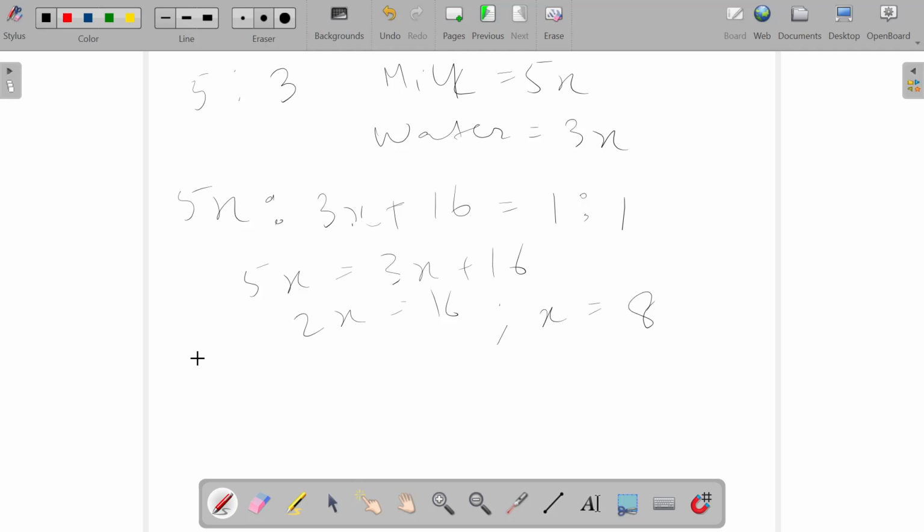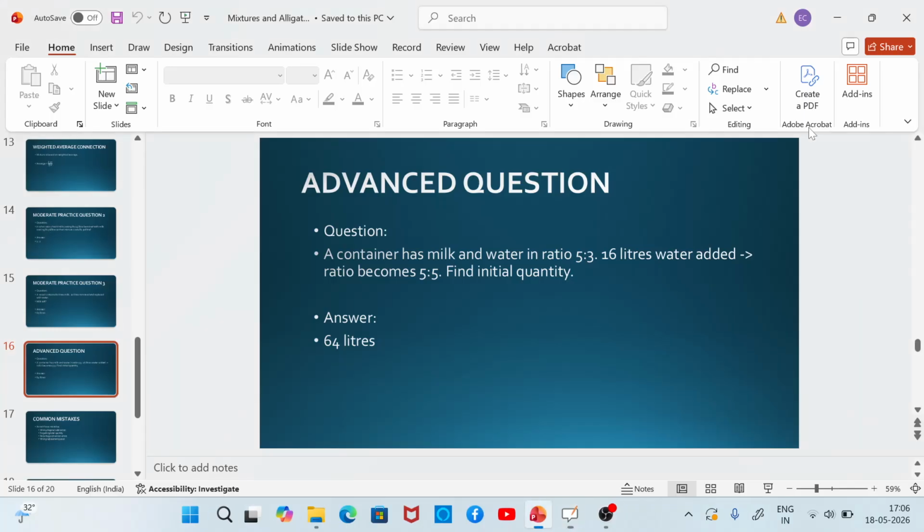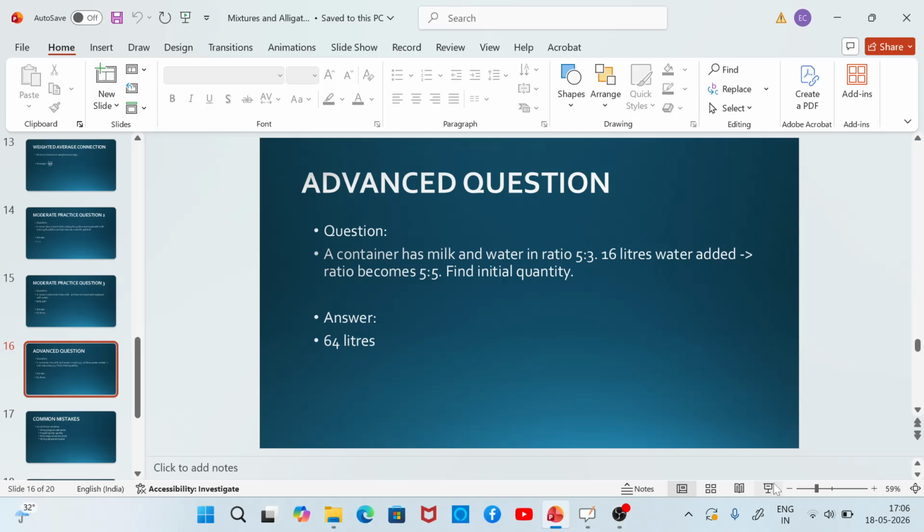Now initial quantity of the mixture is how much? 5x plus 3x equal to 8x. How much is x? 8. So 8 into 8. Initial quantity of the mixture is 64 liters. Simple enough. Now let's go to the next slide.